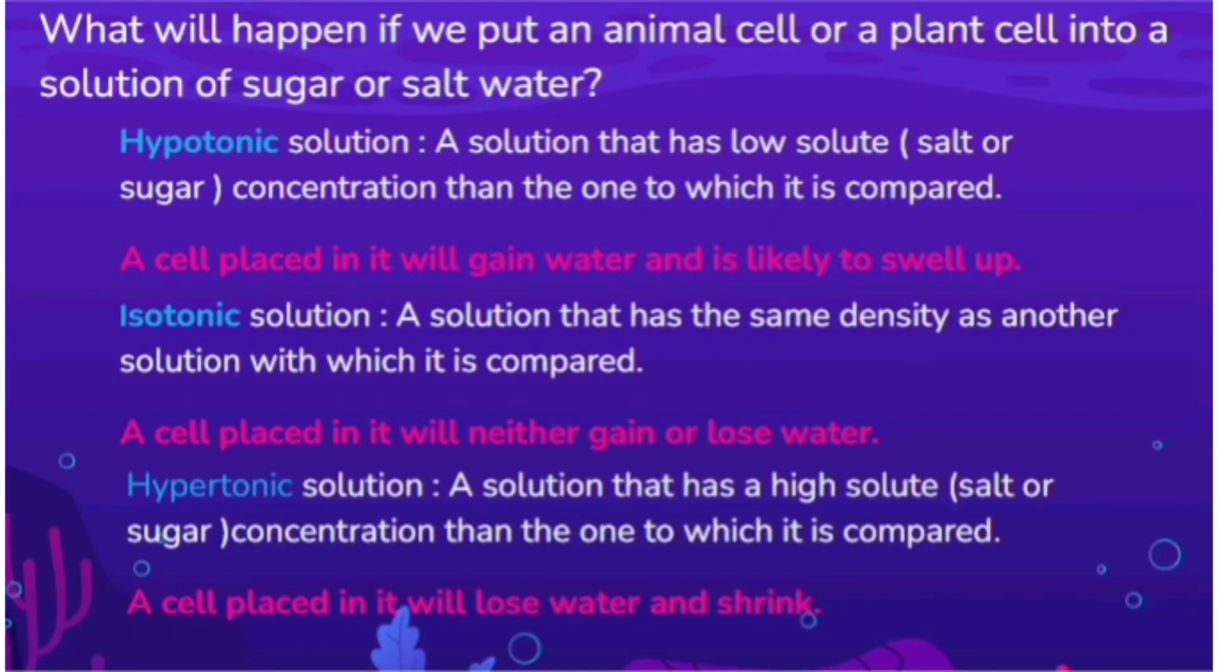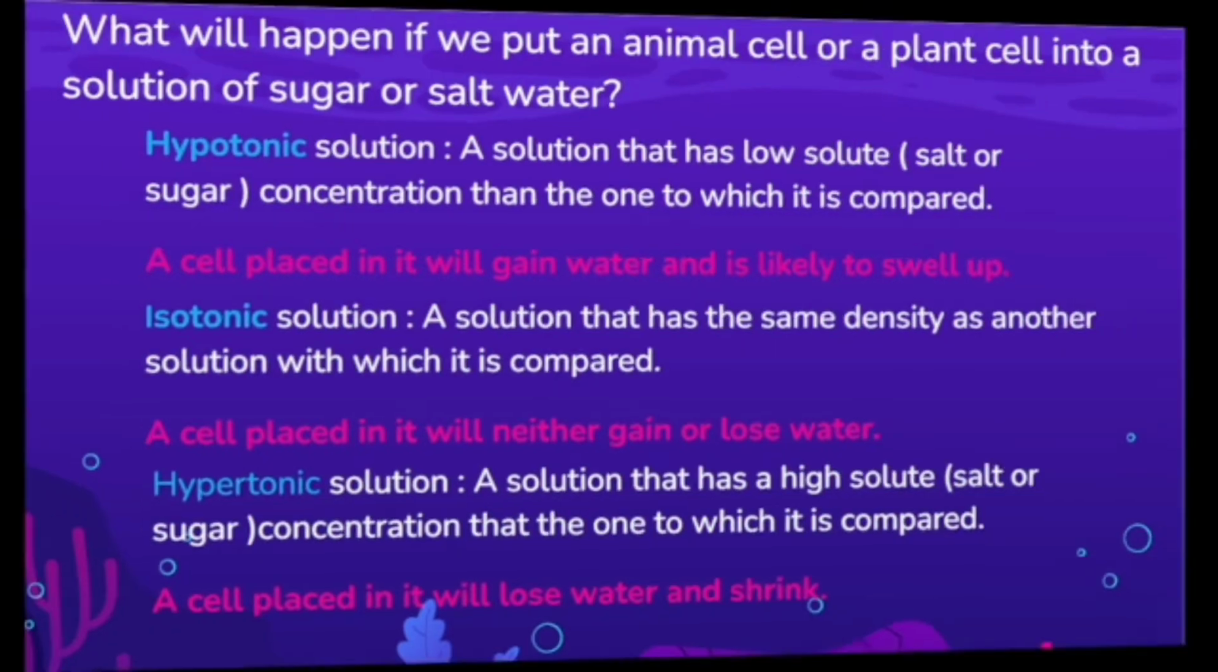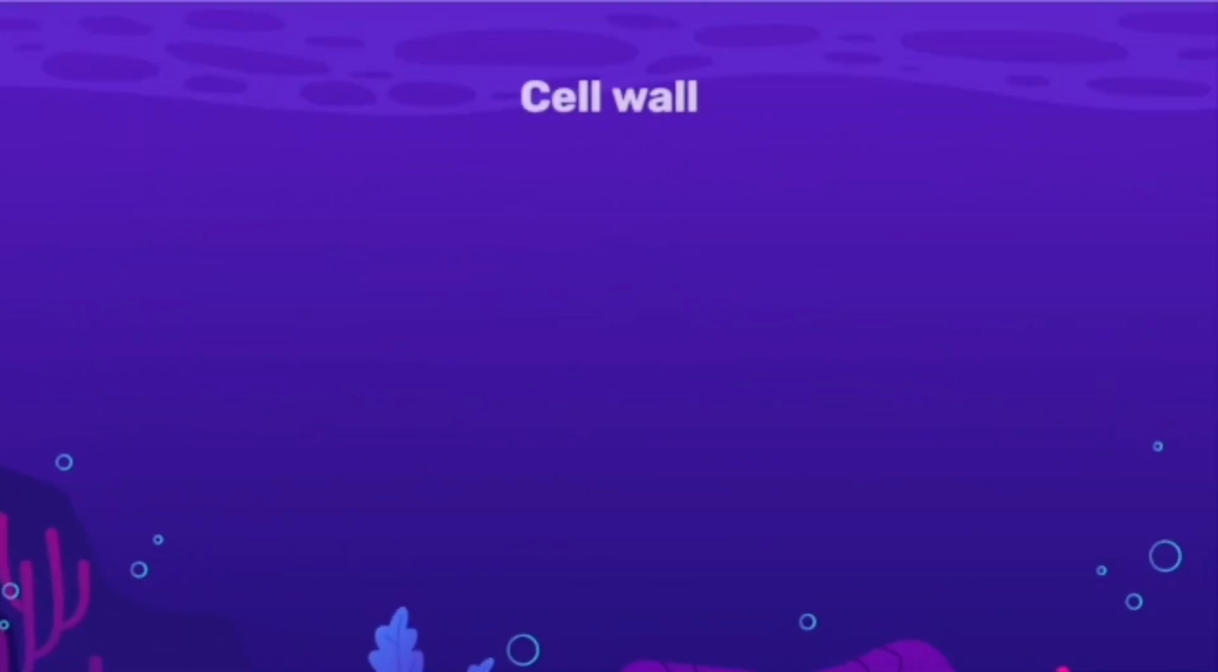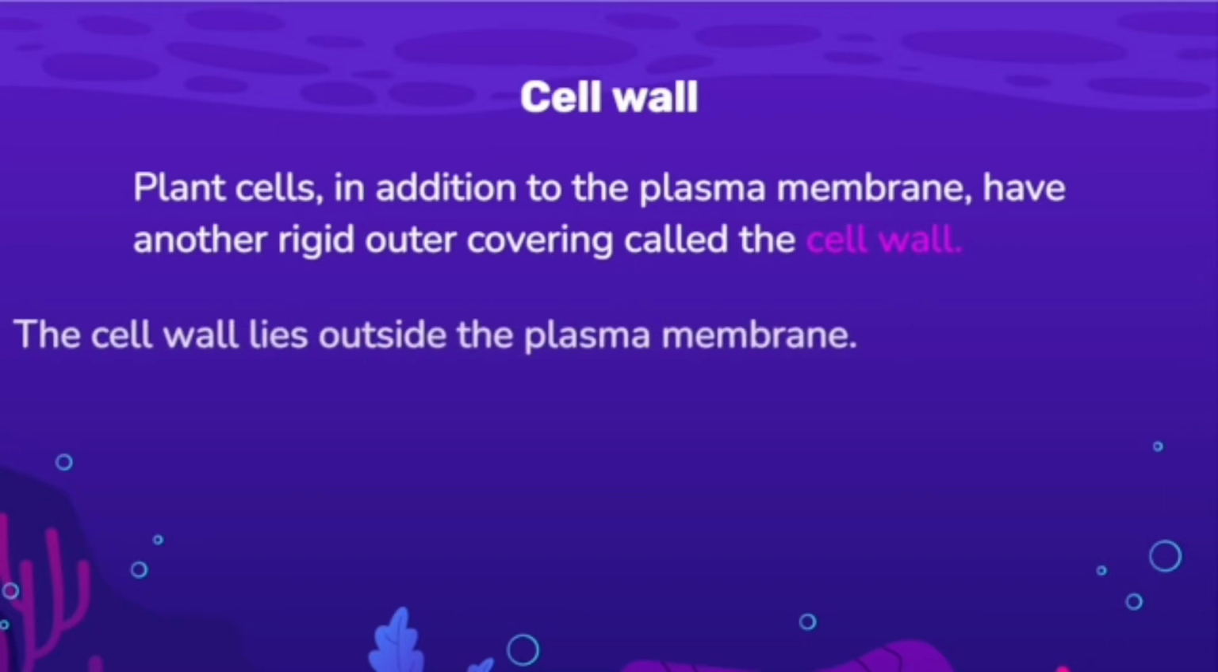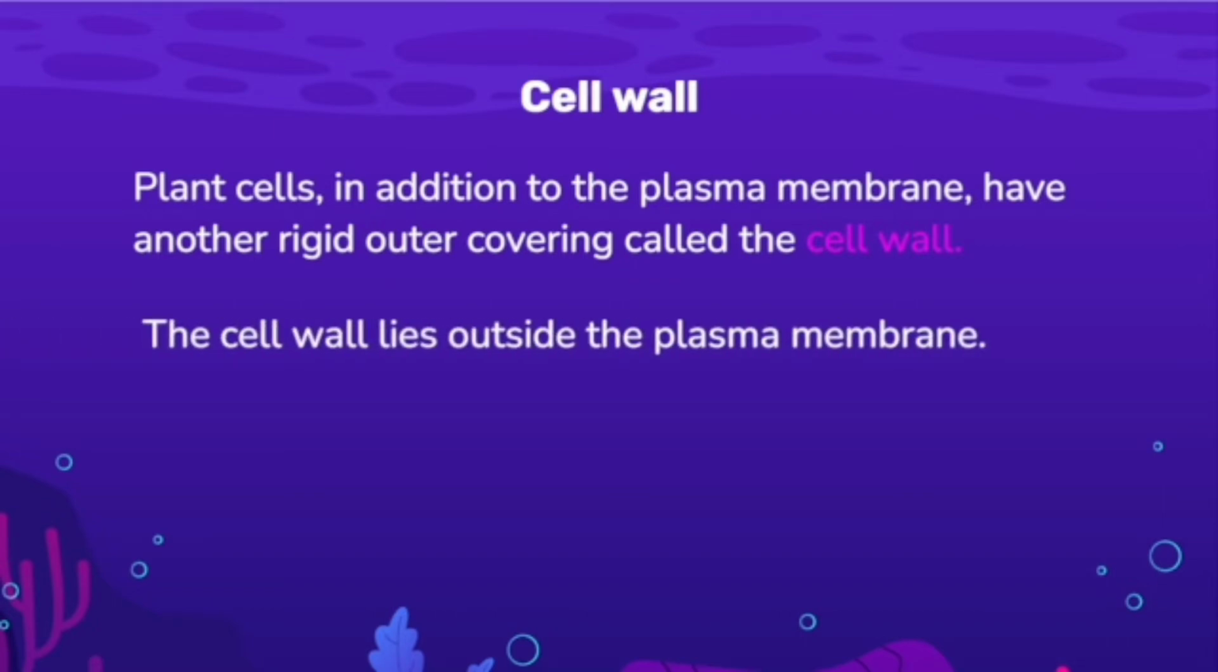Hypertonic solution. A solution that has higher solute concentration than the one to which it is compared. A cell placed in it will lose water and shrink. Cell wall. Plant cells, in addition to the plasma membrane, have another rigid outer covering called the cell wall. The cell wall lies outside the plasma membrane.